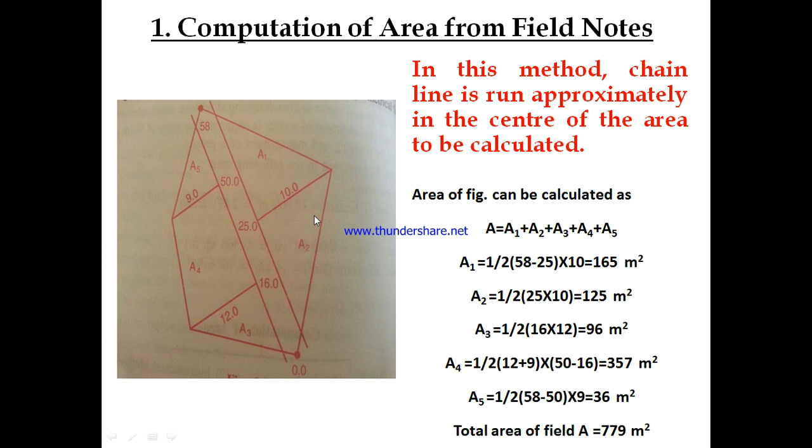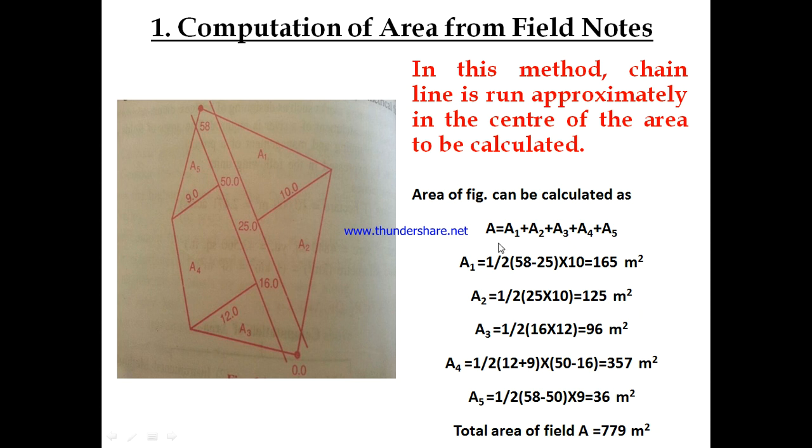Then A2 is again a triangle. So in A2 we can see that the base here will be 25, while the height is the same, that is 10. So 1 by 2 into 25 into 10. Similarly A3, A4 and A5 you can determine, where A1, A2, A5 and A3 are regular geometrical triangles, while A4 area is a trapezoid here.